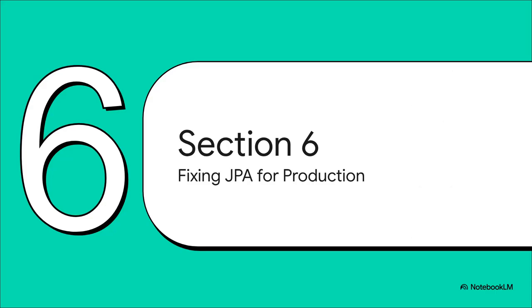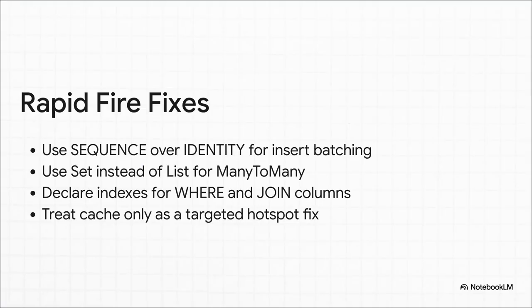And finally, Section 6, Fixing JPA for Production. So the crucial point is synthesizing all of this into actionable, rapid-fire architectural best practices. First, use sequence over identity for your primary keys if your database supports it, because identity completely prevents Hibernate from batching your inserts. Second, use a set instead of a list for many-to-many relationships. If you use a list, Hibernate treats it like an unordered bag, meaning if you delete just one item, it might delete the whole collection in the database and reinsert the rest.